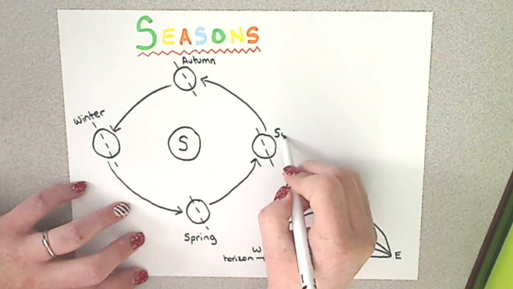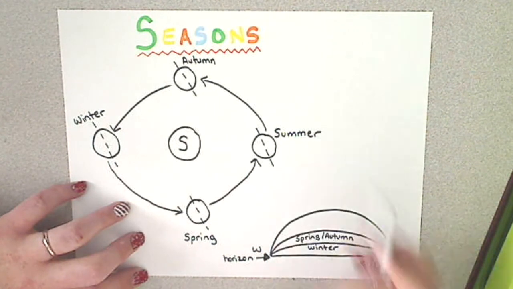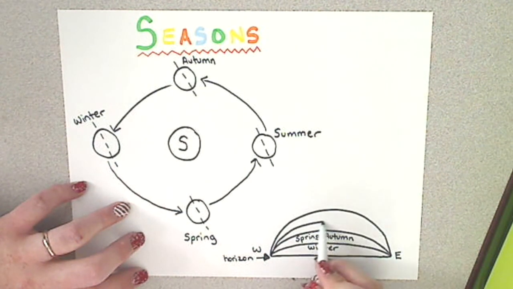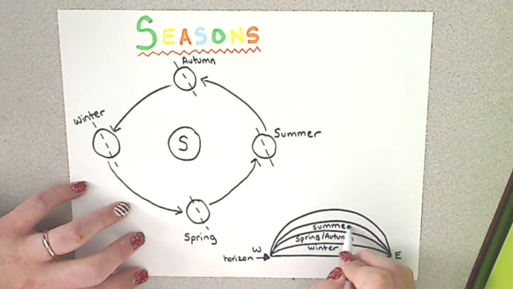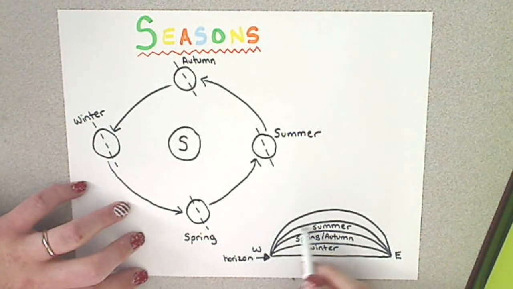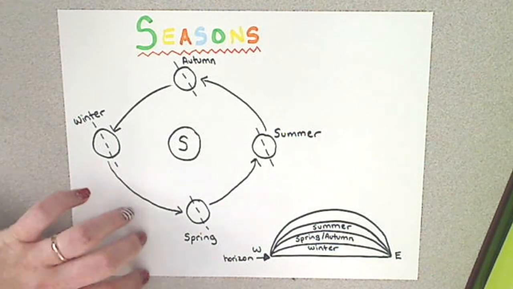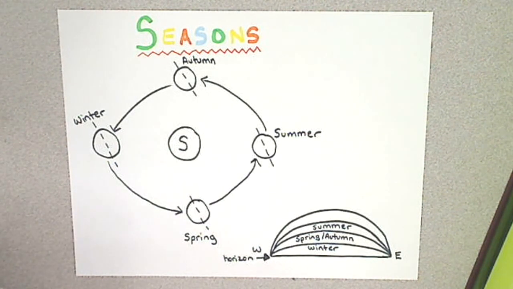And then we come to summer. And summer's path is a lot longer. And that length of the path increasing is what gives us the difference between summer, spring and autumn temperatures, and winter temperatures. The tilt of the Earth causes the sun's path to be different based on where the Earth is around the sun. So this is why we have seasons.